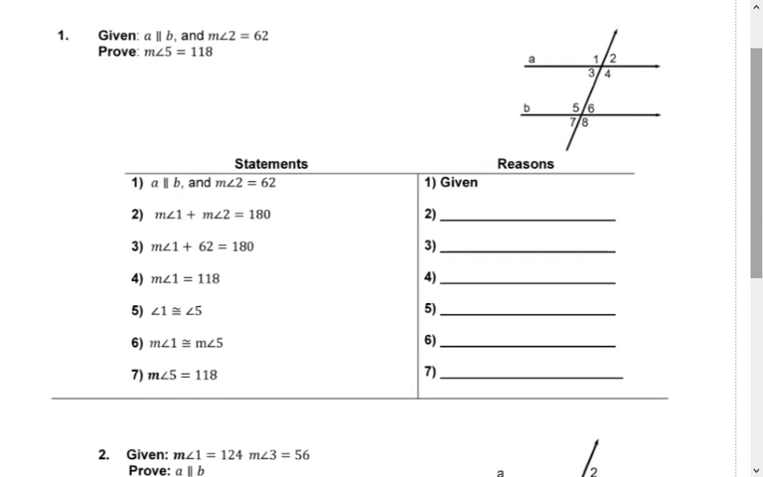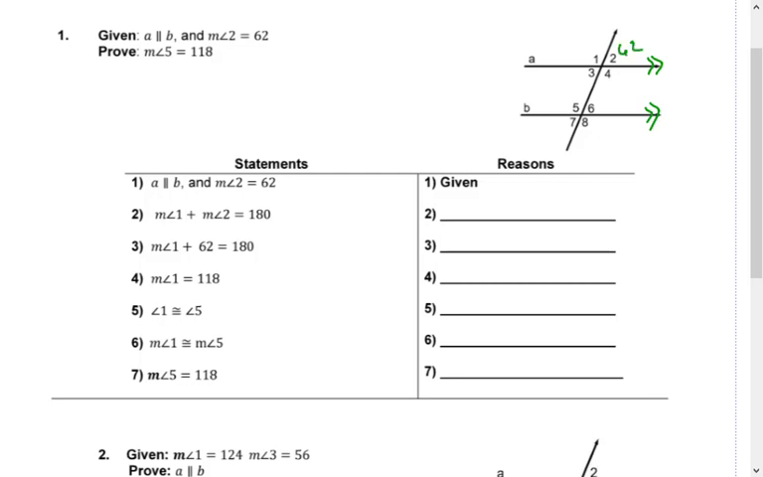So we are given some information here that A and B are parallel. So I'm going to go ahead and mark my notation on A and B that they're parallel. And we are also told that the measure of angle 2 is 62 degrees. So I'm going to also mark that down. And we've noted that those are given.